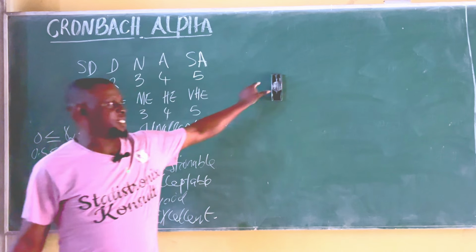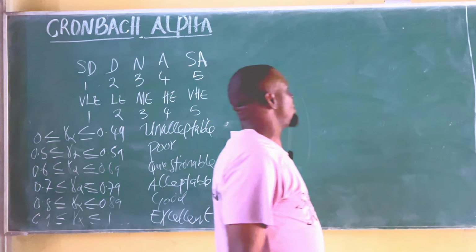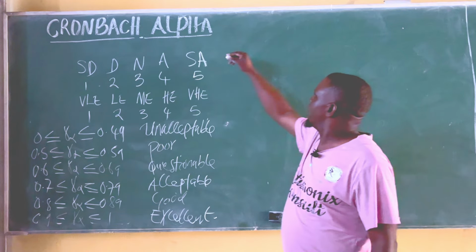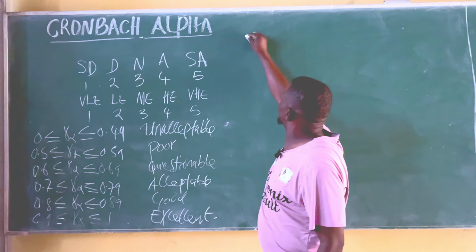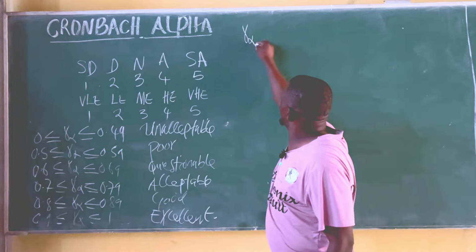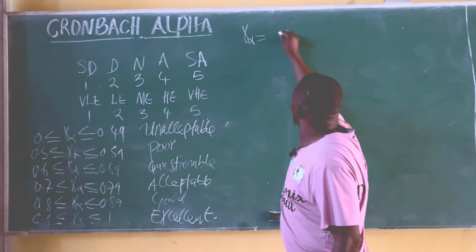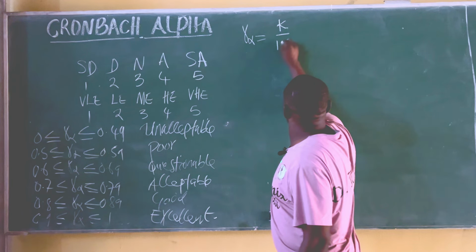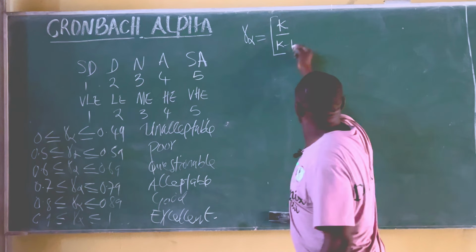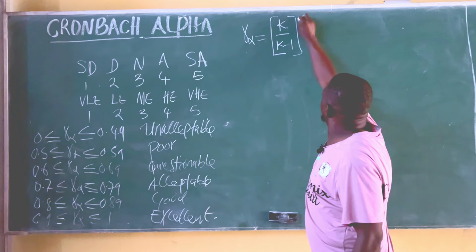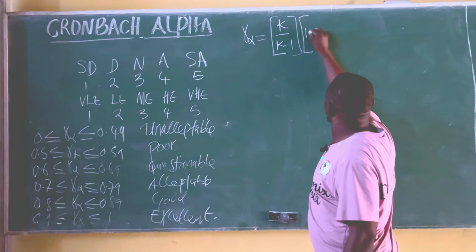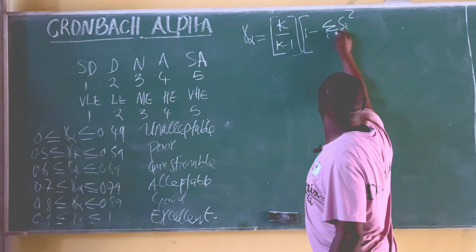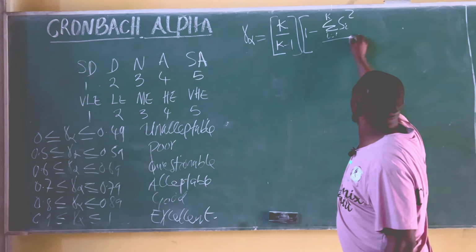Now, having done that, we compute the coefficient of our Cronbach Alpha using the formula that our R sub alpha is equal to K all over K minus 1, all of that into 1 minus summation of Si square, where I goes from 1 to K, all over S square.